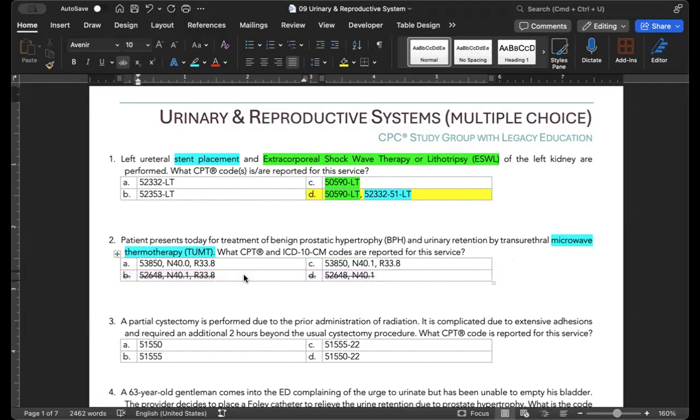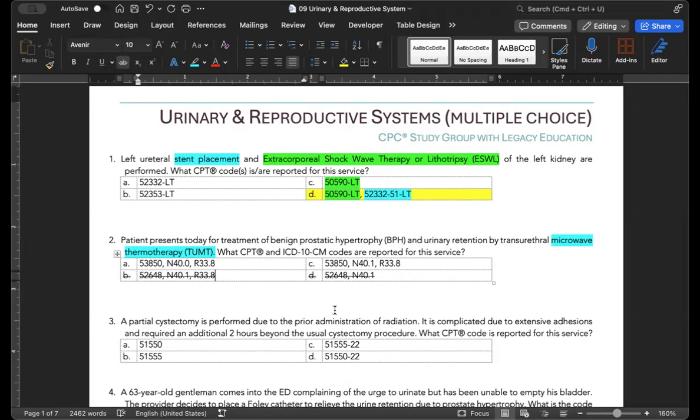Okay. So now we need to determine our ICD-10. So we need to narrow down between N40.0 and N40.1. Let's go look at those. N40.0 is BPH without lower urinary tract symptoms, and N40.1 is BPH with lower urinary tract symptoms. So do we think it's .0 or .1? I want to say it's point one.